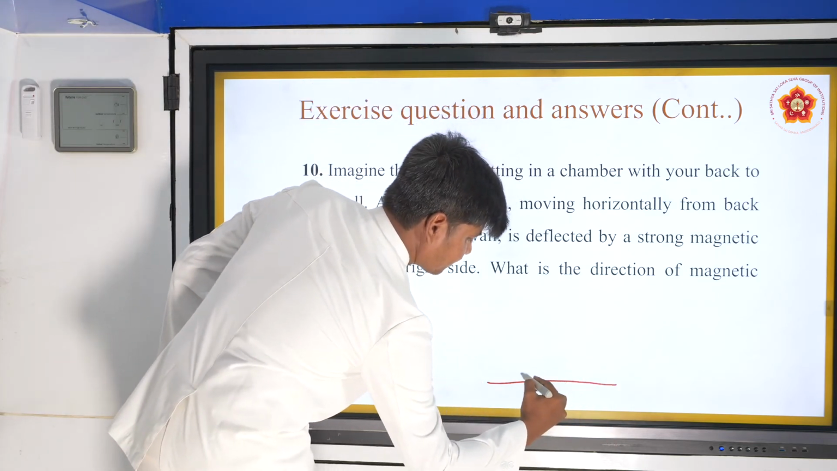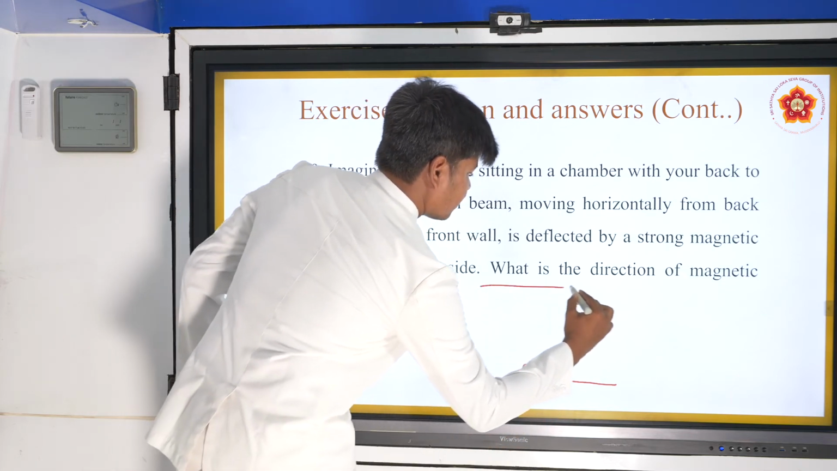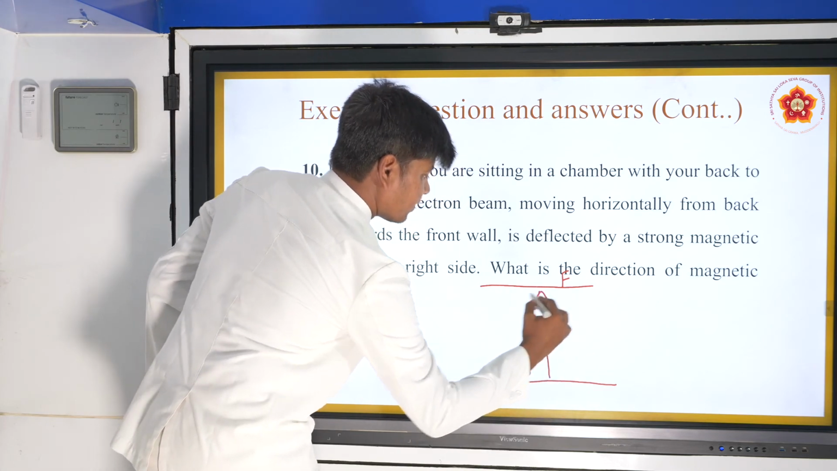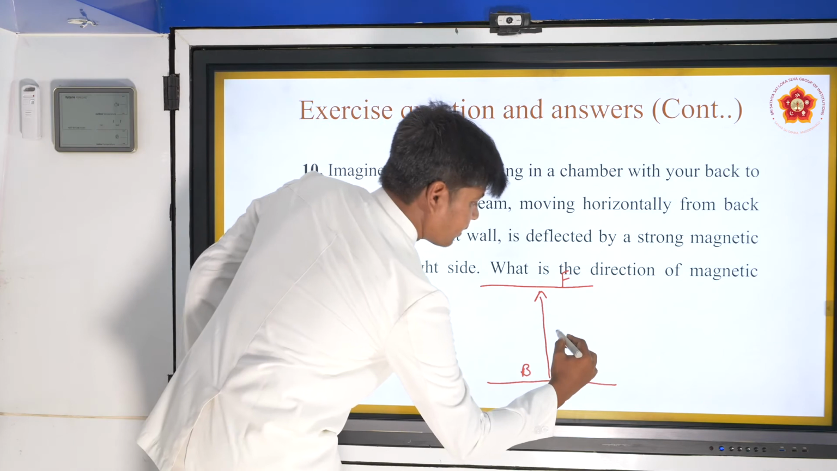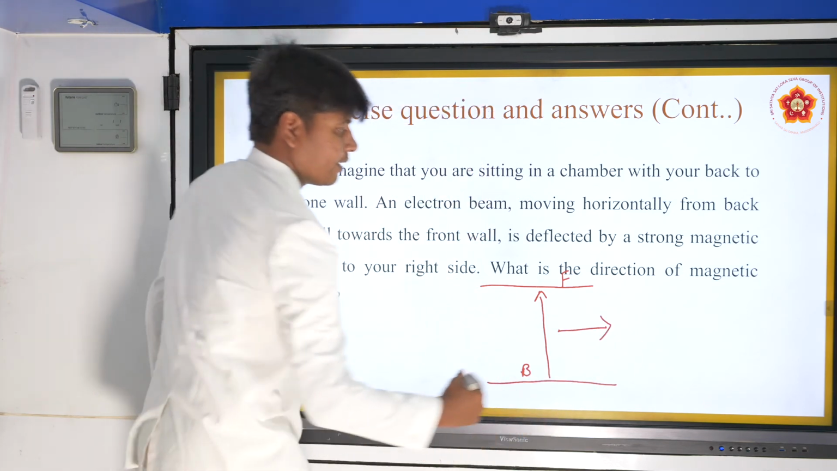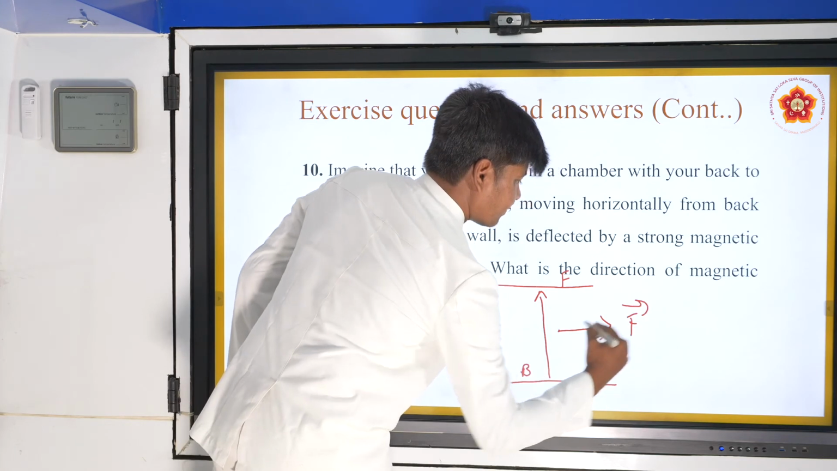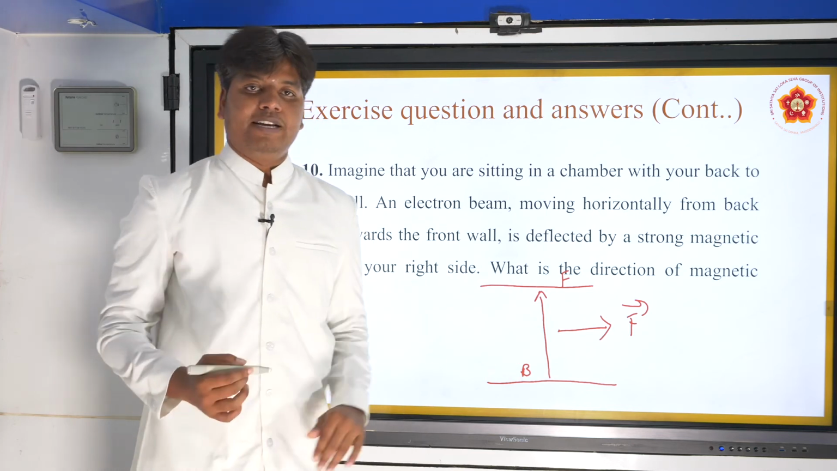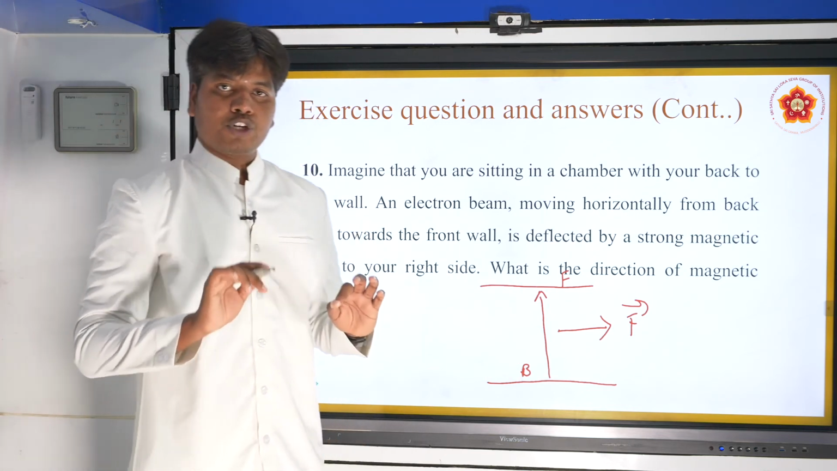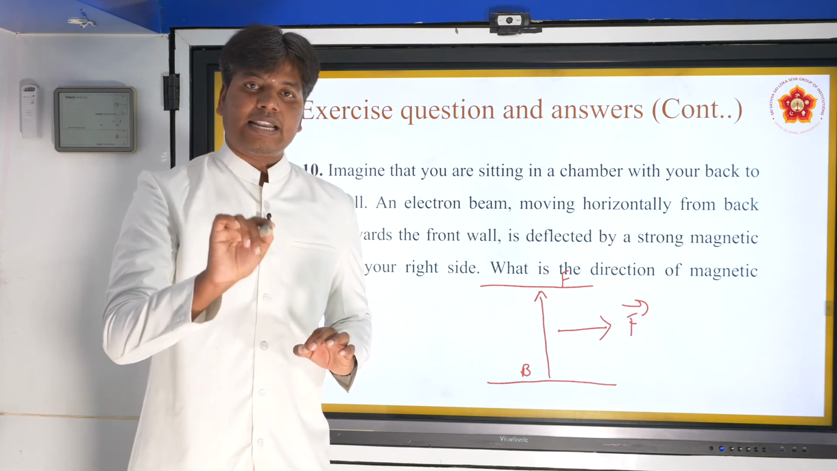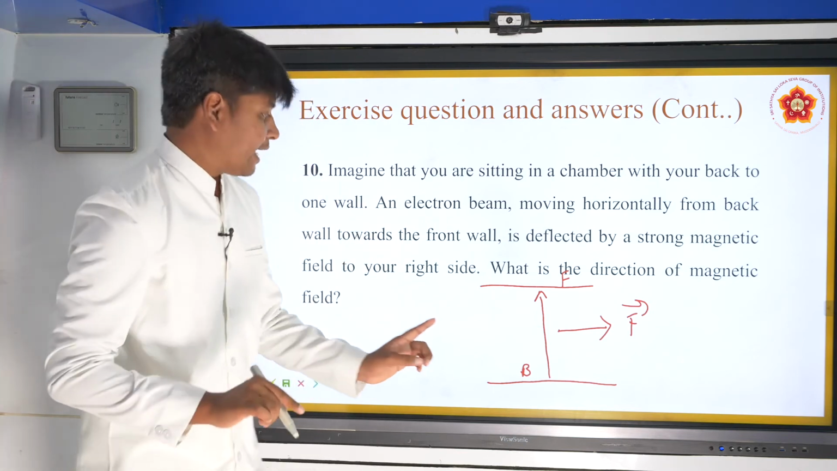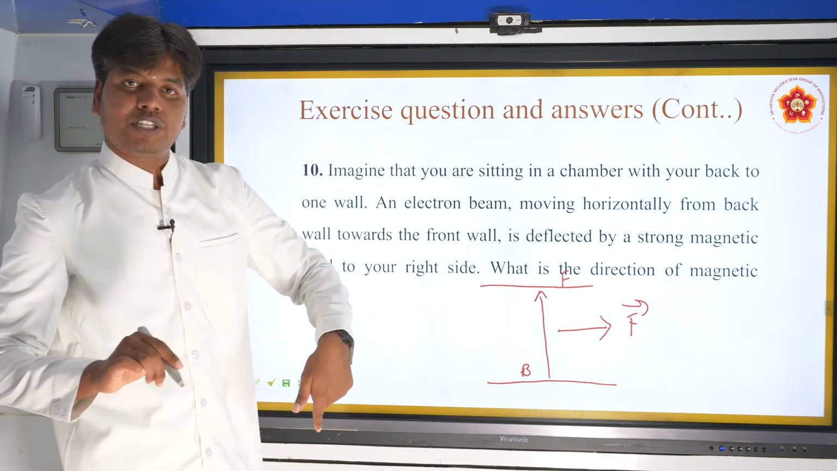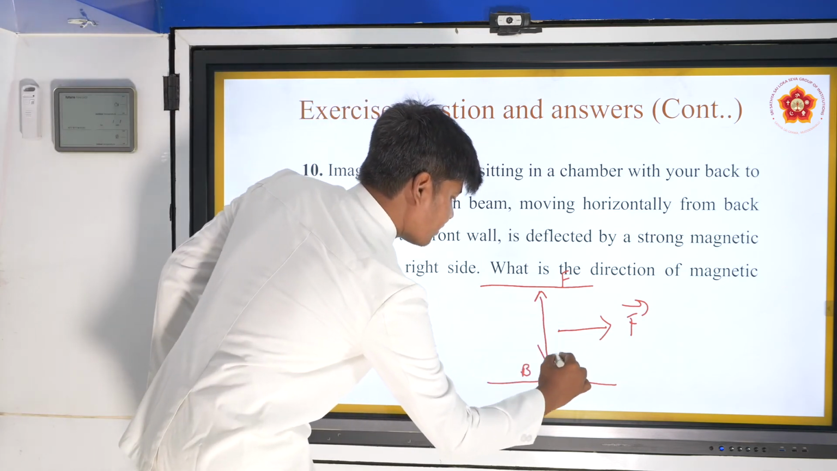This is the back wall. This is the front wall. The electron beam is going in this direction. The force experienced by the electron is towards my right, right? That means this is the force direction. Now he is asking what is the direction of the magnetic field. You already know the motion of electrons is in the direction opposite to the motion of current. If the electron is moving from back wall to front wall, what will be the direction of the current? It will be just opposite to it, right? The current direction will be like this.